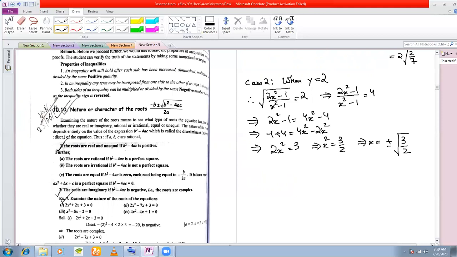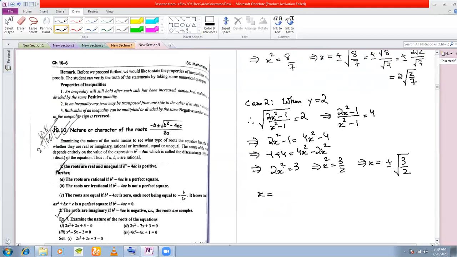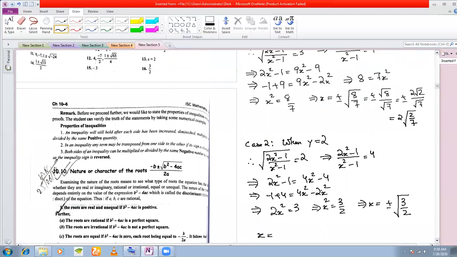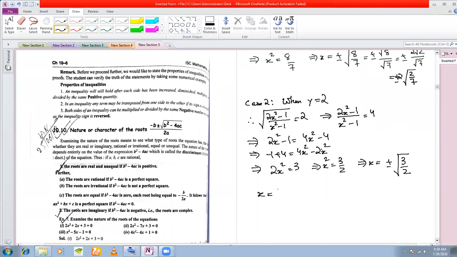So what are the roots of your equation? The roots of your equation are x is equal to, I forgot to write a plus minus sign, the plus minus sign should be here also. So plus minus 2 root (2/7), and plus minus root under 3/2.